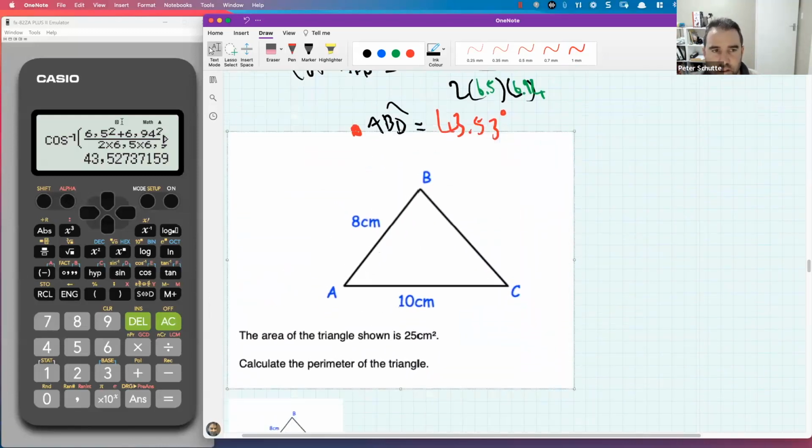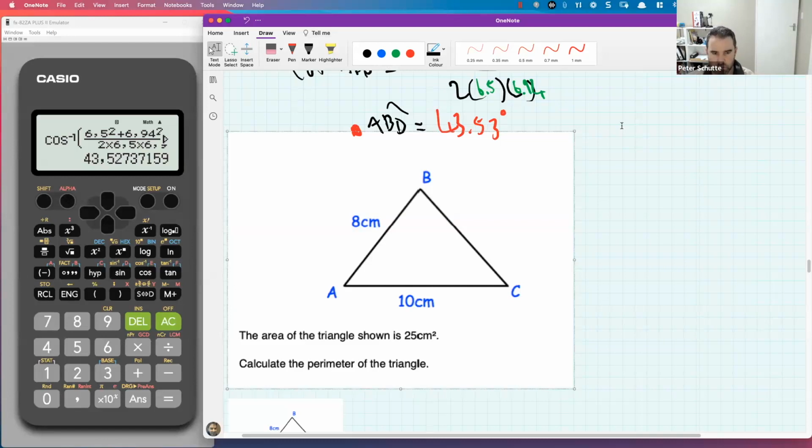So the area of the triangle shown is 25 centimeters squared. Calculate the perimeter of the triangle. So this is going to be our last question for today. And I want to give you time to do it by yourself, but I will allow hints and tips from people who feel like they are in the know. But mostly I want you to fly solo.